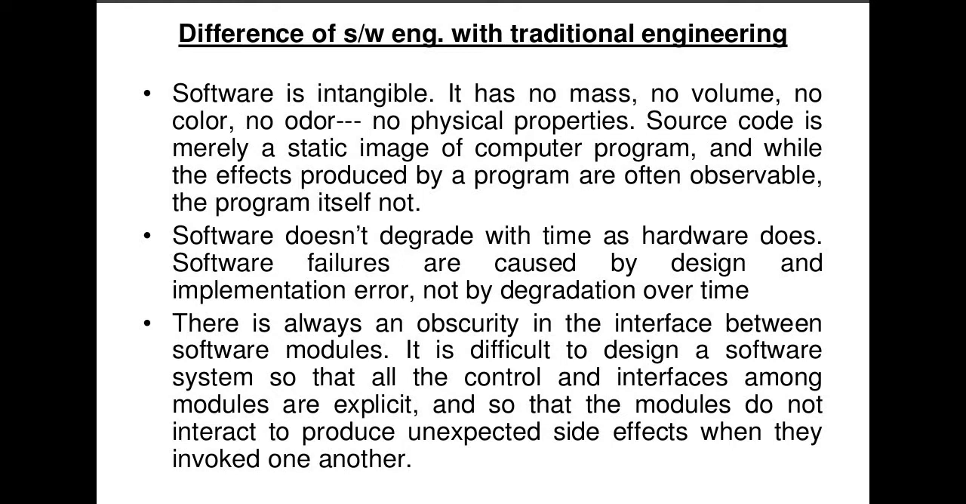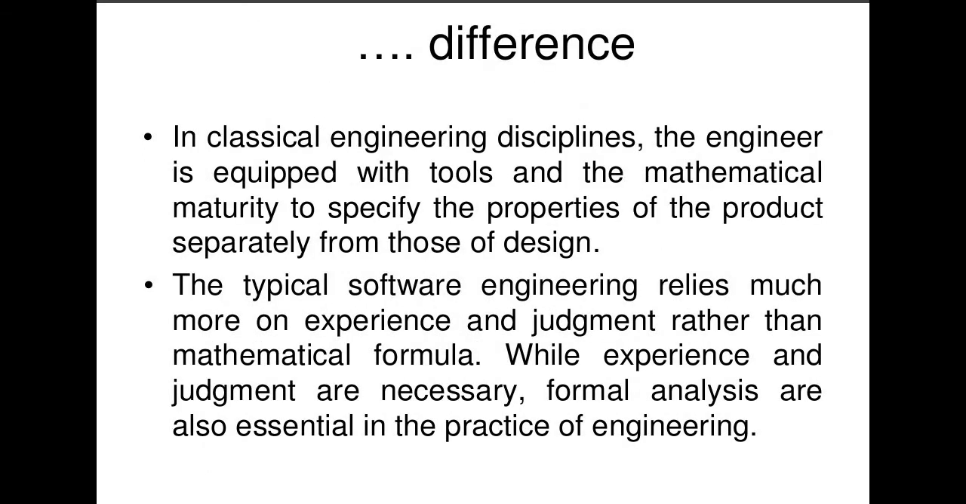Number three, there is always an obscurity in the interface between software modules. So it is difficult to design a software system so that all the control and interfaces among modules are explicit, and so that the modules don't interact to produce unexpected side effects when they influence one another. In classical engineering disciplines, the engineer is equipped with tools and mathematical maturity to specify the properties of the product separately from those of the design. Typical software engineering relies much more on experience and judgment rather than mathematical formulas. While experience and judgment are necessary, formal analysis is also essential in the practice of engineering.